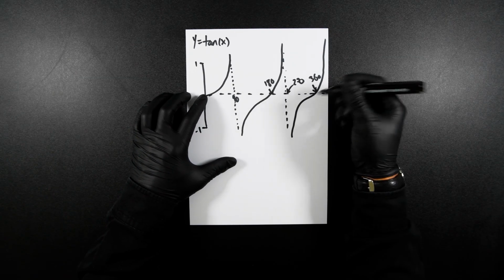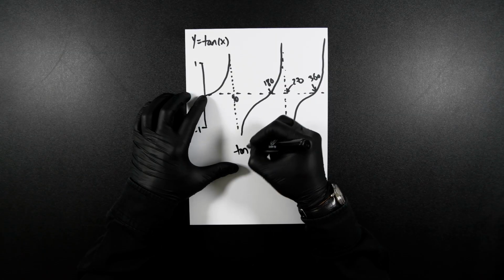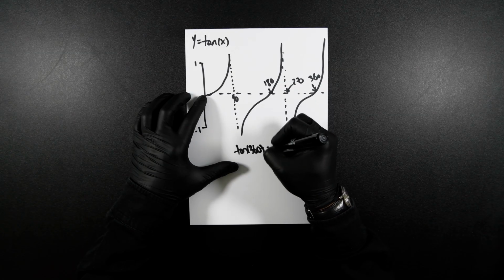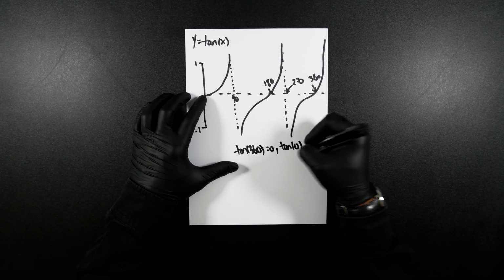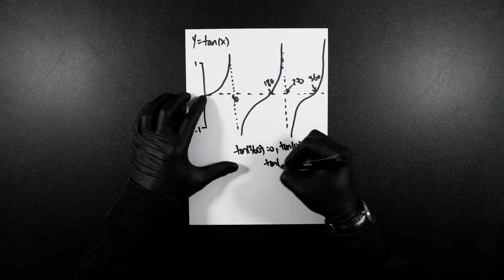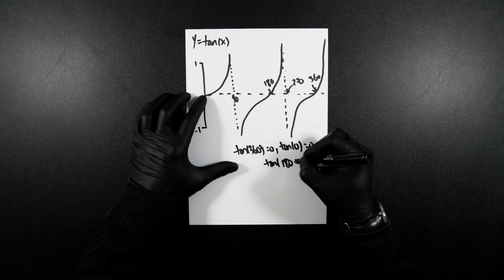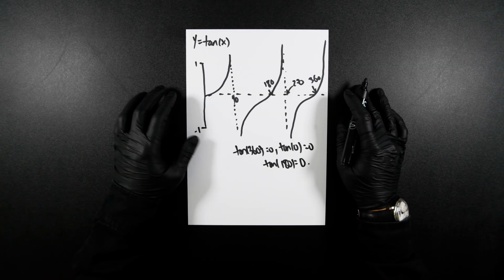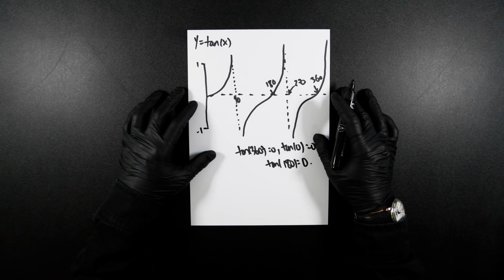So if I put tan 360, you know it's going to be 0. Tan 0 is going to be 0. Tan 180 is going to equal 0. But that's kind of how it looks. That's all this video is about.